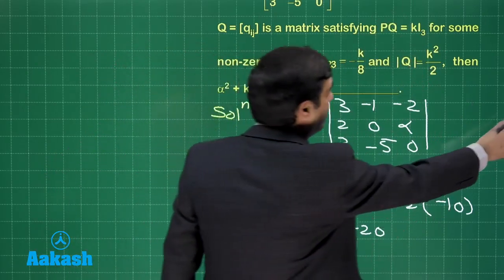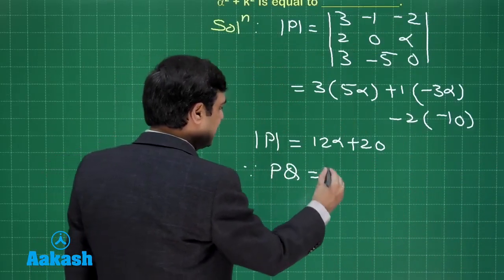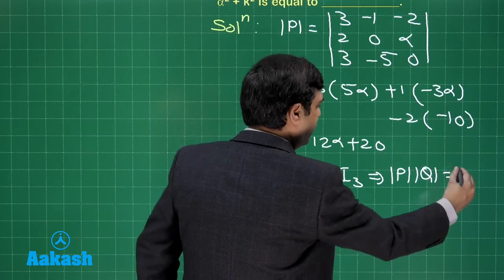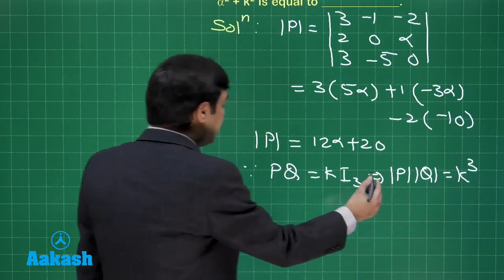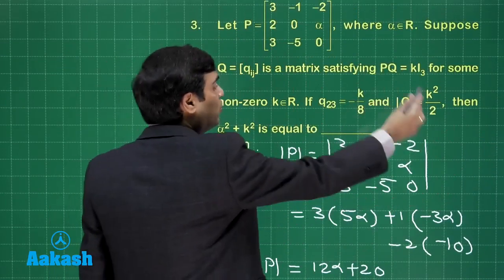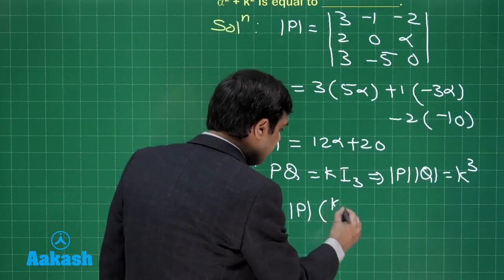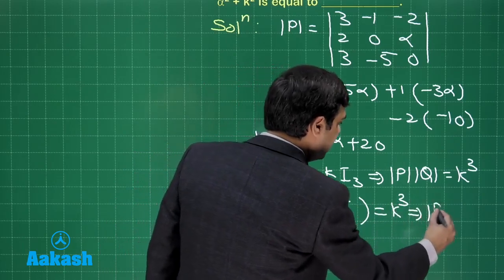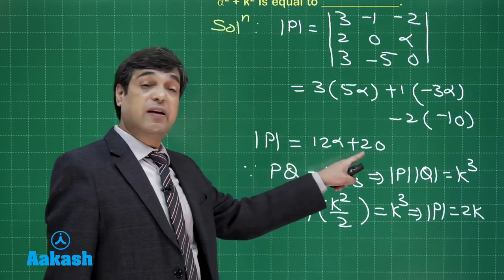Now, since PQ is kI3, obviously determinant P times determinant Q is equal to k cube. Clear? All right. Now, we have determinant P as this term, and it is also given that determinant Q is k square by 2. So determinant P into k square by 2 is equal to k cube. That means determinant P is equal to 2k. Determinant P is 2k and that is also 12 alpha plus 20.